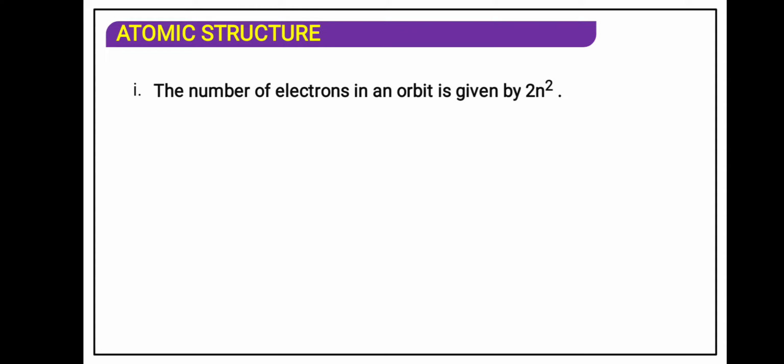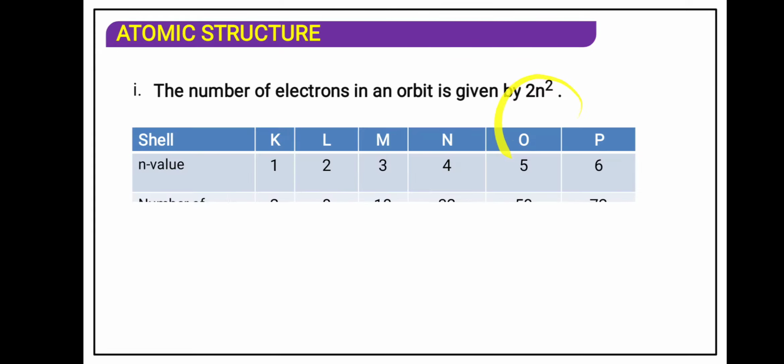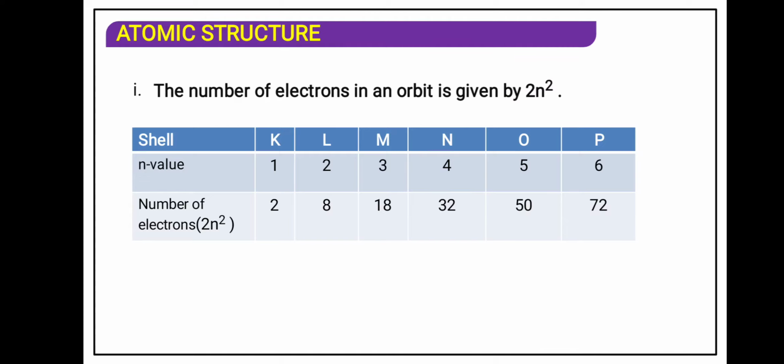And the number of electrons in any of the shell or orbit is given by the formula 2n square. Remember carefully, this formula you have studied in 9th standard, 2n square. For first orbit, n equal to 1, so 2n square is 2. Second orbit, n equal to 2, 8. Third orbit 18. Fourth orbit 32. Fifth orbit 50. So if I talk about the fifth, 5 square is 25, 2 times 25 is 50, that means in fifth orbit the maximum capacity of the electrons is 50.